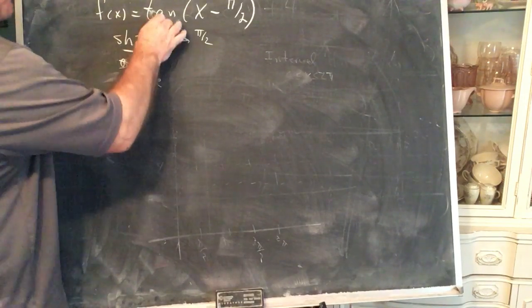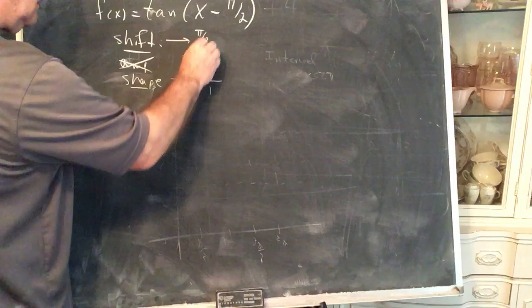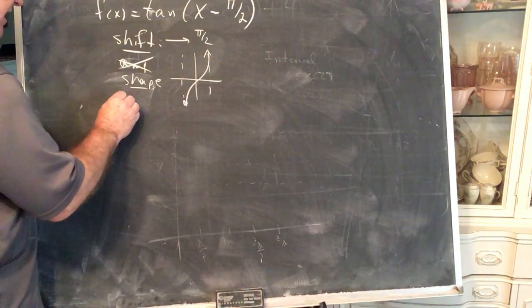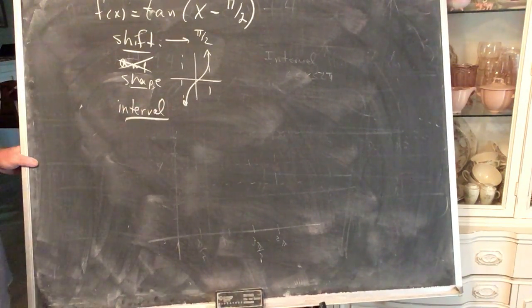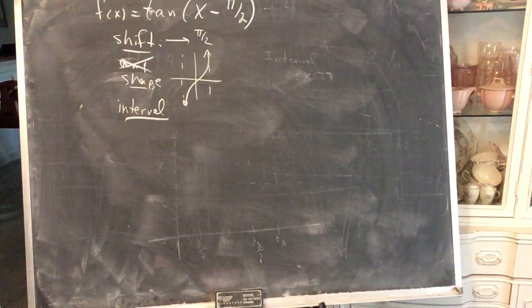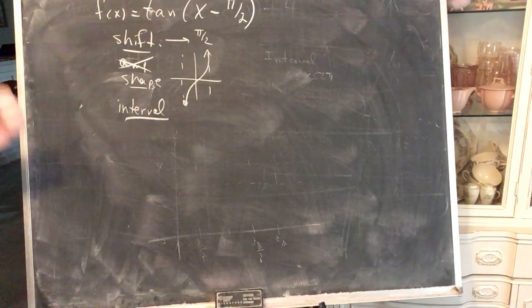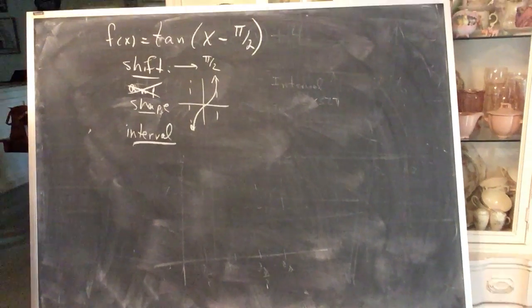What's the basic shape of tangent? So it's that picture, right? But now we have the interval. This is the key. The interval, we take the standard interval for tangent. Now the standard interval for tangent is not 0 to 2 pi. The standard interval for tangent, let me adjust.